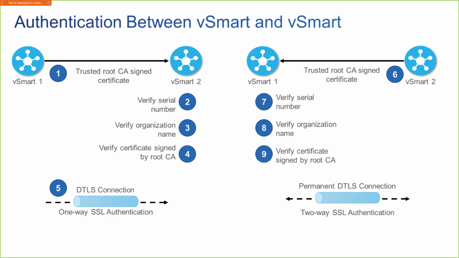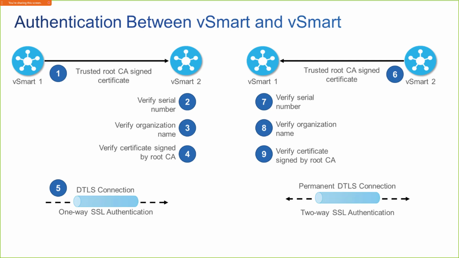If there is no match, we tear down the session. If there is a match, then I'm going to use my certificate and chain of trust to extract the organization name from the certificate. Again, I'm going to compare that to my locally configured organization name. If those organization names match, we know that the connection is proper. If they don't match, we tear down the DTLS session.